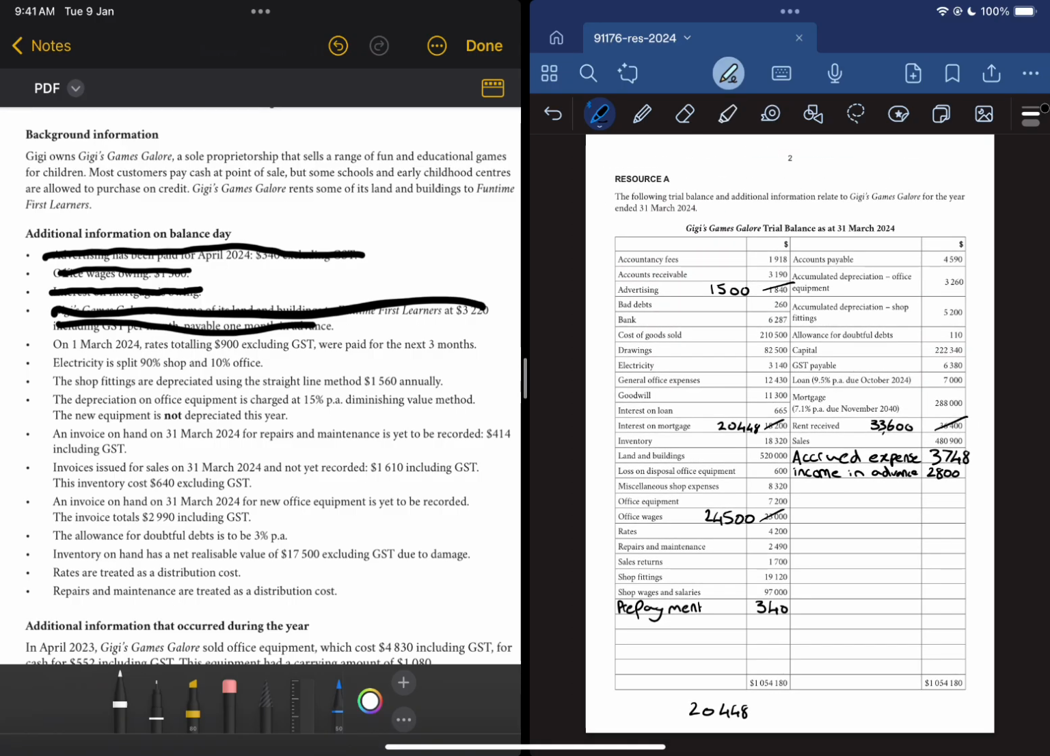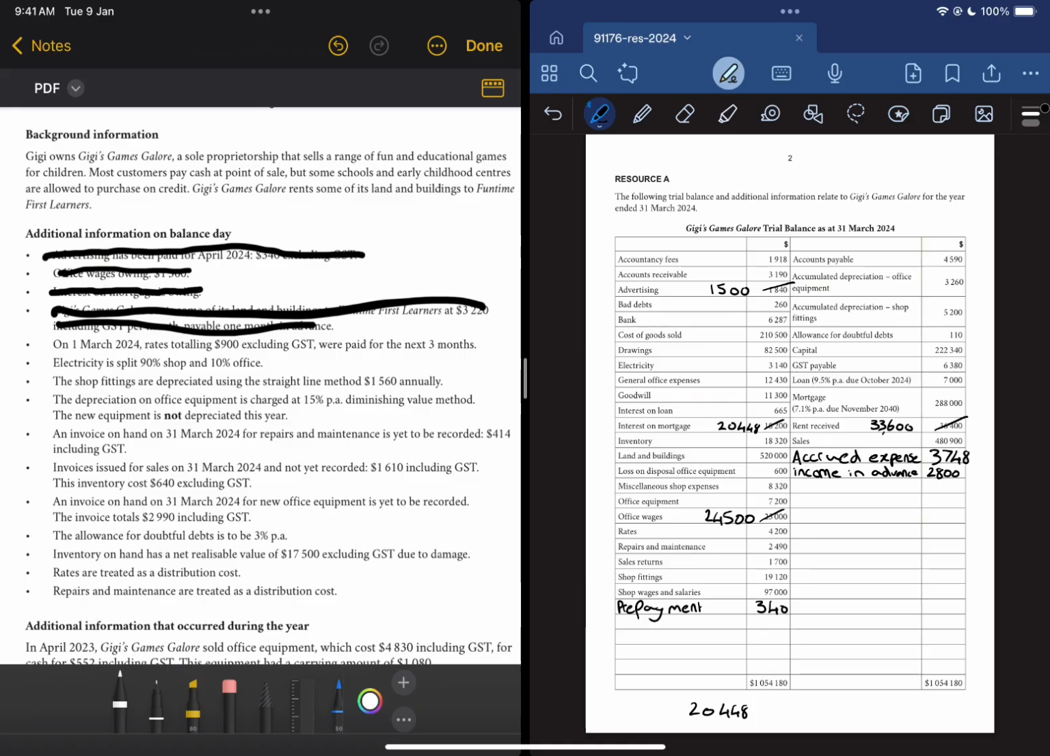So on the 1st of March 2024, rates totaling 900 excluding GST were paid for the next 3 months. So if it was $900 for 3 months, that means it's $300 a month. And now we paid on the 1st of March, so that means we would have paid for all of March, all of April, and all of May. Okay? So if we paid for all of April and May, we need to remember here, guys, that that's not part of the financial year that we're looking at.